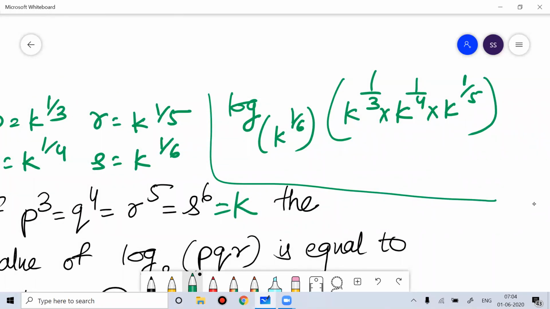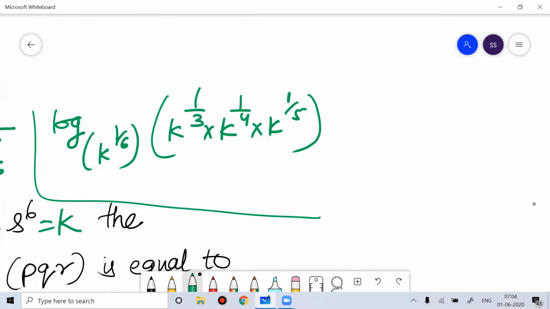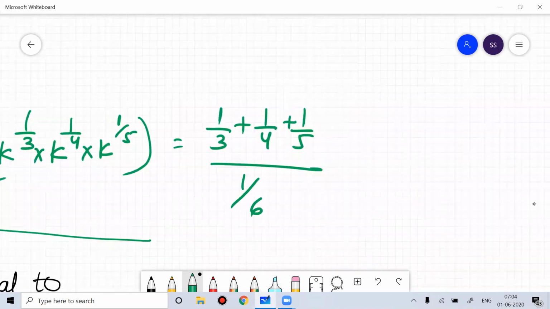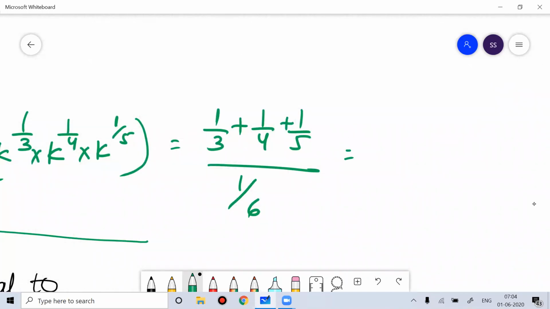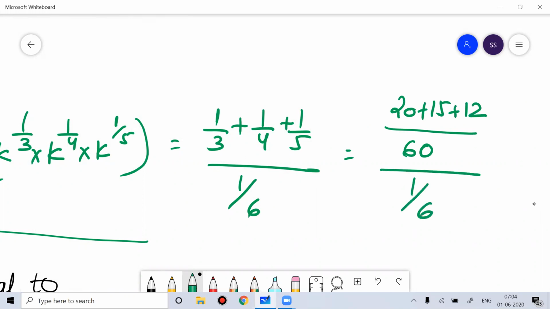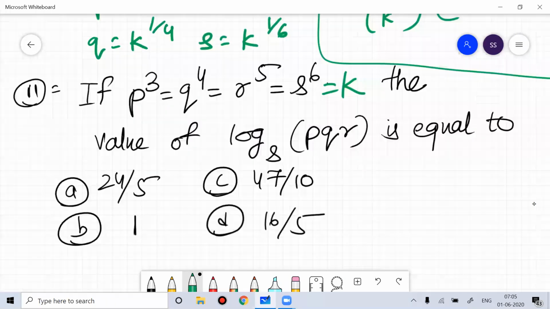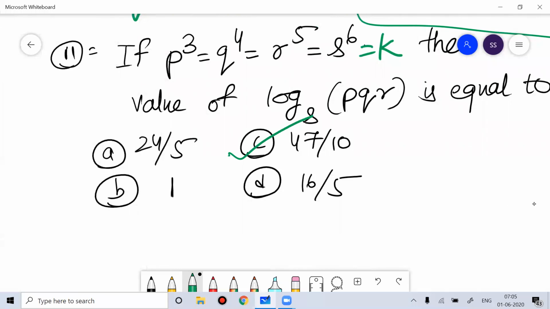Okay, pqr. So you just need to solve this. Very easy. This is nothing but 1 by 3 plus 1 by 4 plus 1 by 5, which should be divided by 1 by 6. We just need to solve this. The LCM of this is 60, so it is 20 plus 15 plus 12 divided by 1 by 6. We will get 47 by 10 as your answer. So the answer for this is option C, 47 by 10. Again, very, very easy question. Okay, fine. So let's go to the next question.